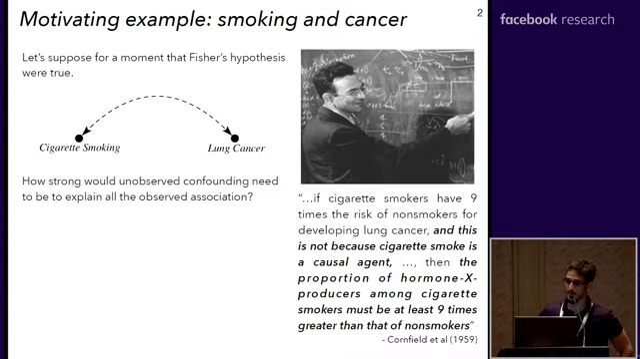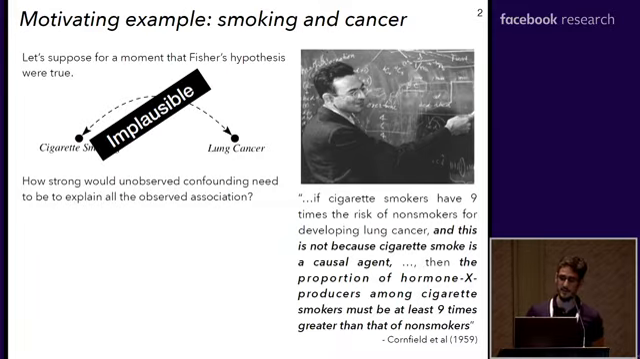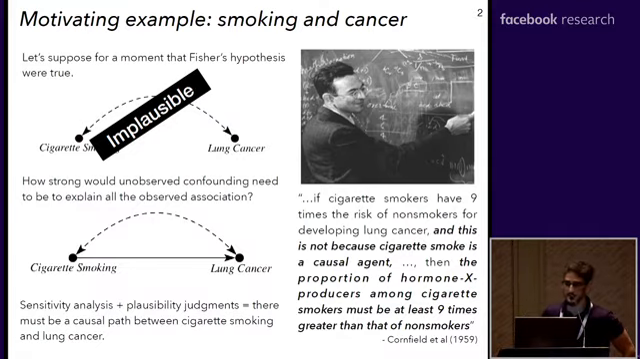They found out that if smokers have 9 times the chance of non-smokers to develop lung cancer, and this is not because there is a causal effect between cigarette smoking and cancer, then this has a logical conclusion, which means that an unobserved confounder like genotype or hormone has to be 9 times more prevalent in smokers than in non-smokers. And experts at the time said there is no way there is a gene or a hormone which is so tightly linked to cigarette smoking, 9 times, so this is implausible. So the logical conclusion here is that unobserved confounding cannot account for all the observed association, and there must be a causal path between cigarette smoking and lung cancer.